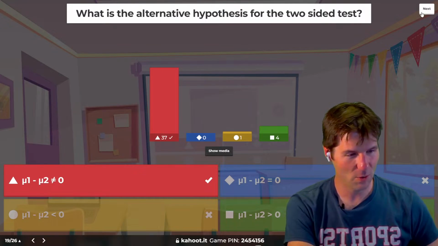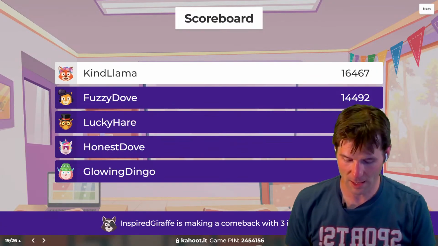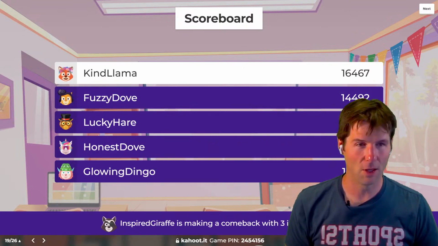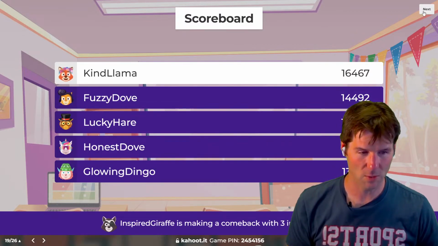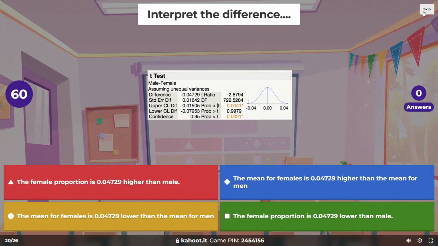So next question, leaderboard first. Kind llama, fuzzy dove, lucky hair, and honest dove, and glowing dingo. Here we go with the next question. Interpret the difference. I want you to put in the chat right here, see if you can do it. That difference right there is negative. Andrew Wynn is the best. I love it. I miss Andrew Wynn.